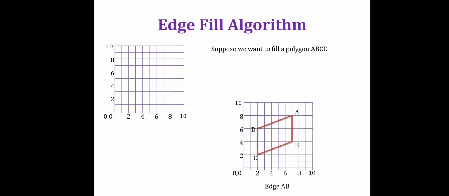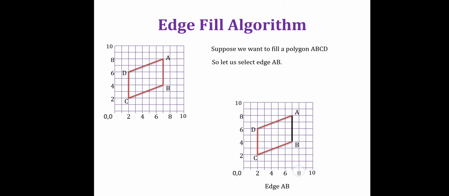Now suppose we want to fill a polygon ABCD. So how are we going to draw that polygon? In this way we draw the polygon as ABCD. Now we want to fill this polygon. How are we going to fill it? By considering the edges. We can consider any edge of the polygon. Now suppose I am selecting the edge AB. So I am going to start with this edge AB, and by using this edge AB I will fill the polygon first.